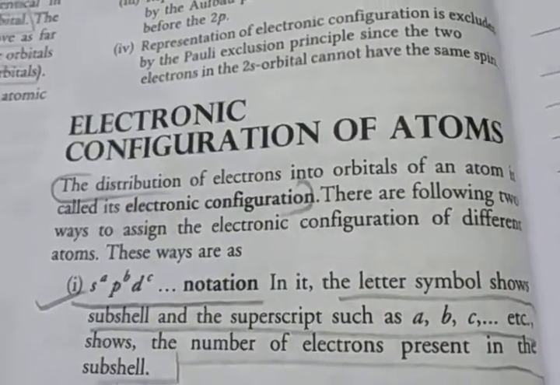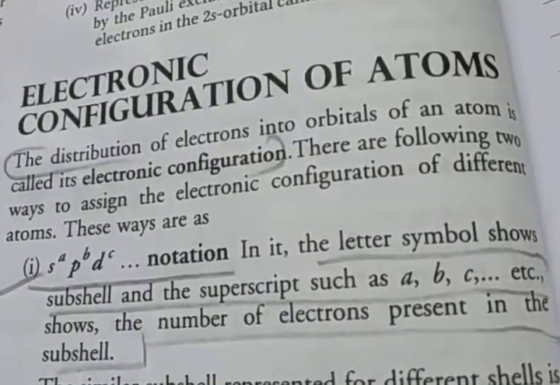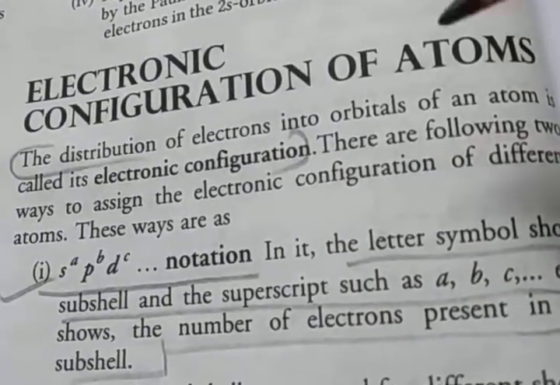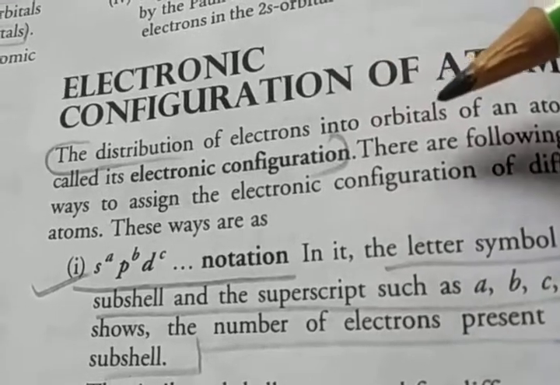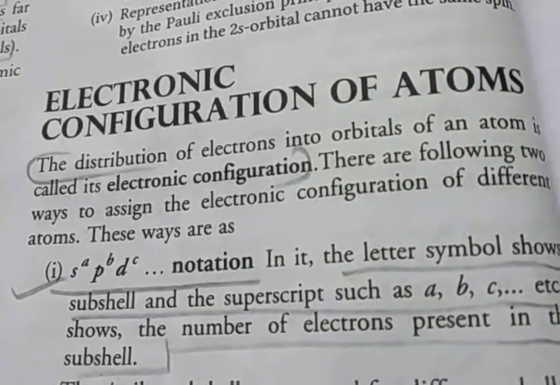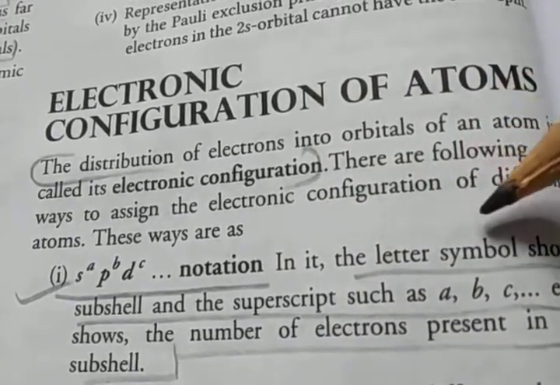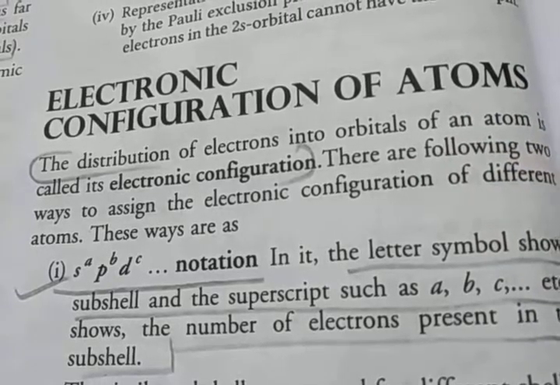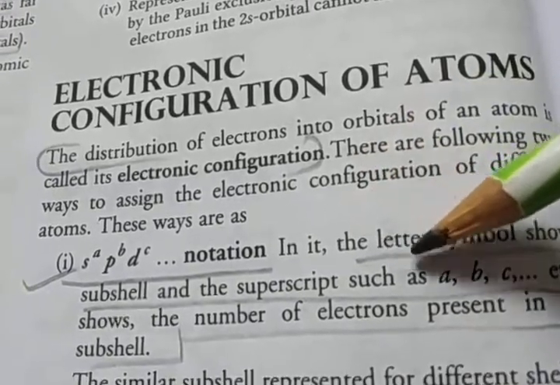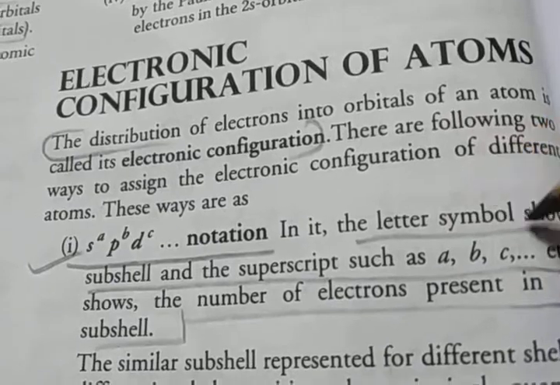Next topic is electronic configuration of the atoms. So what is the electronic configuration? The distribution of electrons into orbitals of an atom is called its electronic configuration. There are the following two ways to assign the electronic configuration of different atoms.